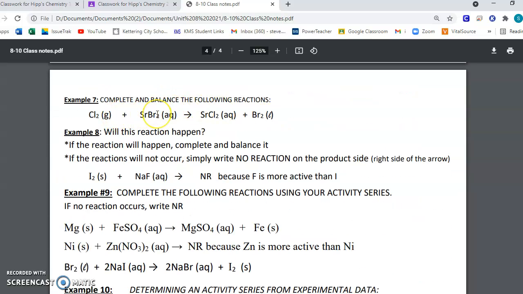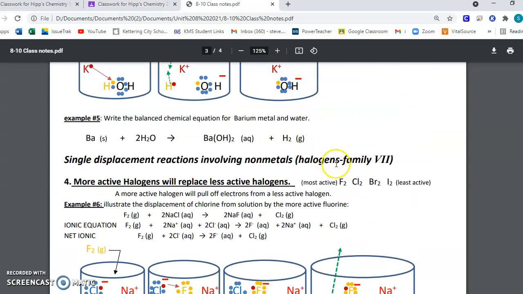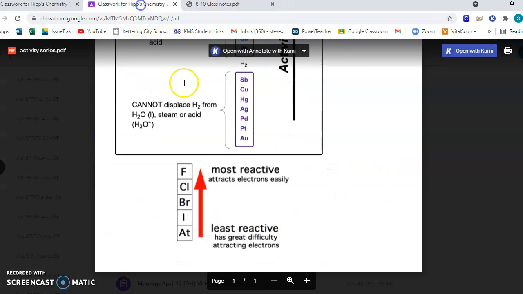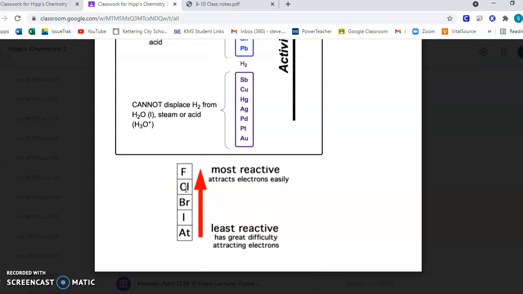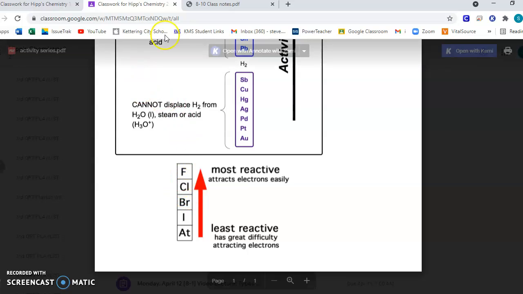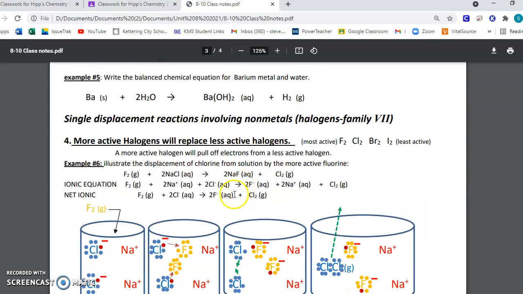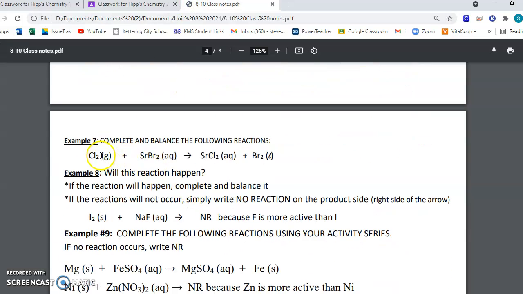Can chlorine replace bromine? Example 7. Let's take a look at our activity series. We can look at this one right here, where chlorine is more active than bromine. Or I can look on this one right here. Chlorine is above bromine. It is more active. So yes, chlorine can replace bromine. So let's take a look at what would happen here. Nonmetals replace nonmetals, so the Cl will end up with the Sr, replacing the Br, who's the nonmetal.